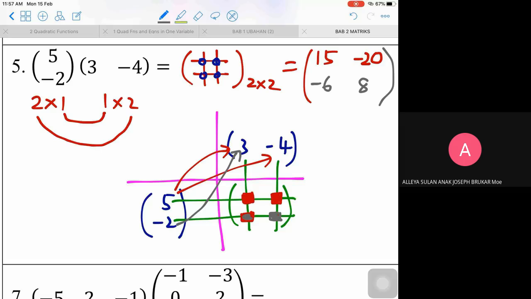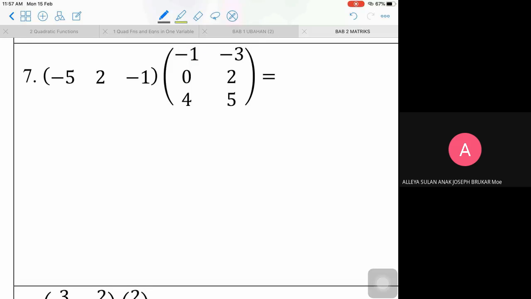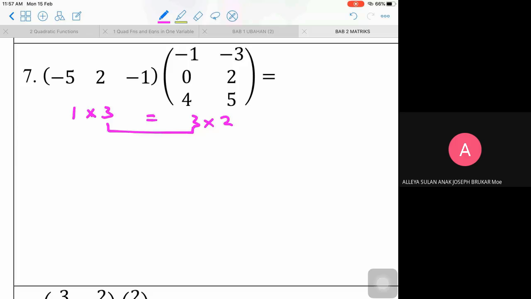Questions number 7. Alright, this is one of the examples. We have many 3 elements in a row. Okay, so first of all, maybe you can write down first. This is 1 row, 3 column, 1 by 3. The second one is 3 rows, 2 column, 3 by 2. So 3 is the same. So means that these two matrices, we can do the multiplications.